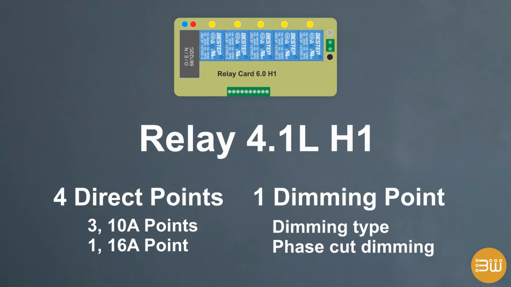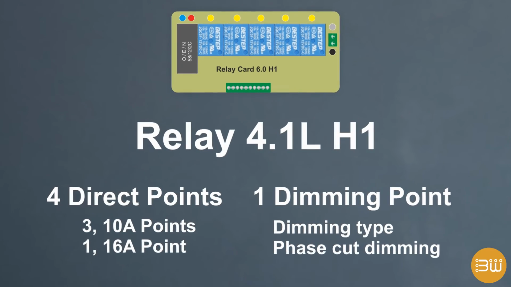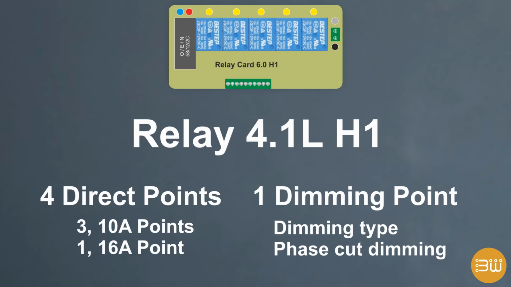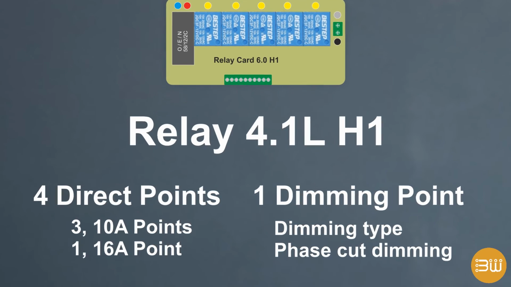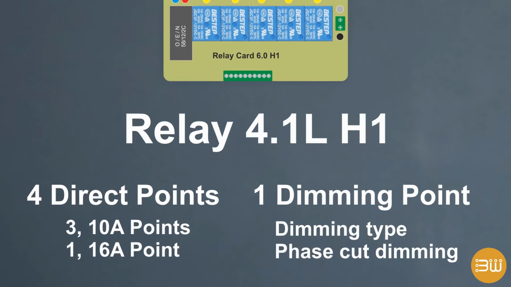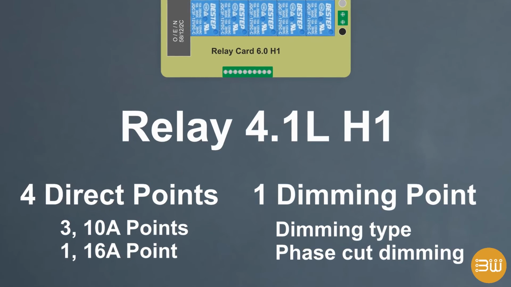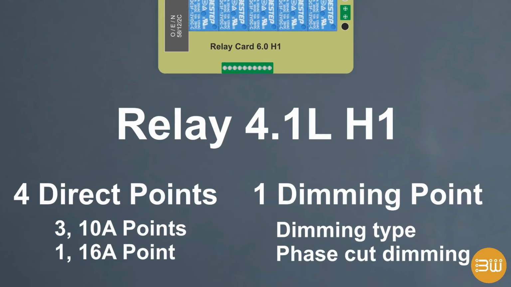Relay 4.1L H1 means 4 direct points, 1 dimming point. Out of 4 direct points, 3 points are 10 amps and 1 point is 16 amps.